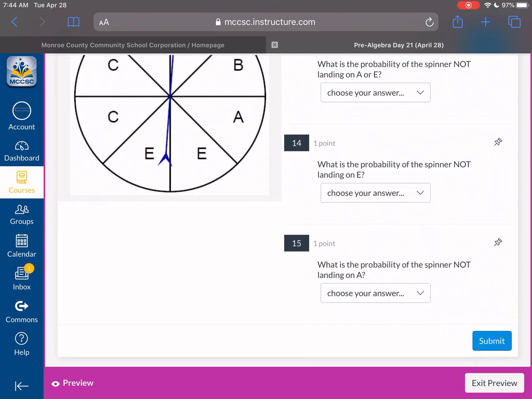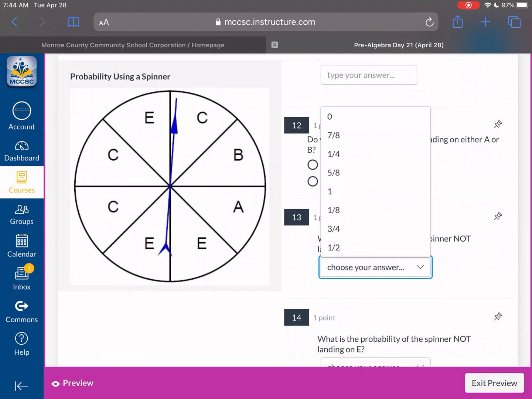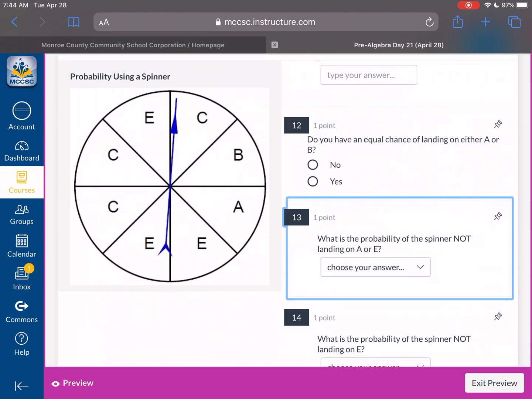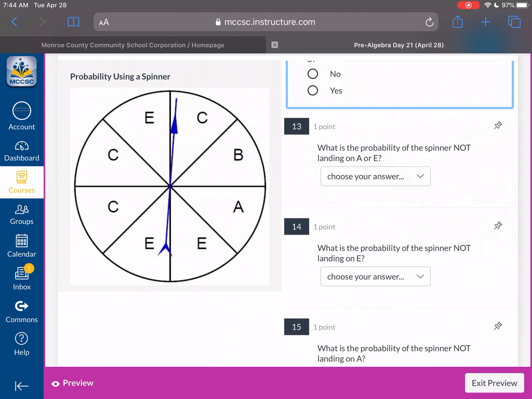You're just going to keep answering questions. Later on it gives you more drop downs again. Check your answers when you're done. Make sure you're trying your best. Don't just fluff through it to get through it, guys. We actually do need to learn this.